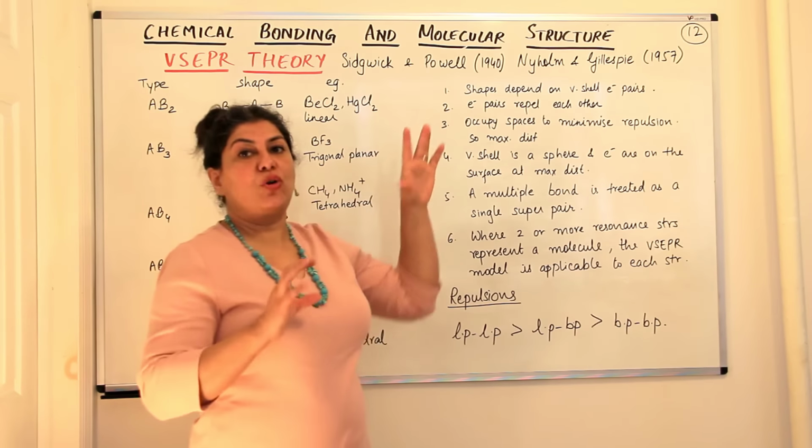So why was this important? Because when Sidgwick and Powell gave their theory, all molecules had very symmetrical structures. But in reality, molecules do not have absolutely symmetrical structures. There was distortion in the angles or in the structures. That distortion could be explained on the basis of this imbalance in repulsion. If there was more repulsion between lone pair and lone pair, the distance between those pairs would be more. And if you had bond pairs, the distance between them would be the least. So this would cause molecules to be distorted.